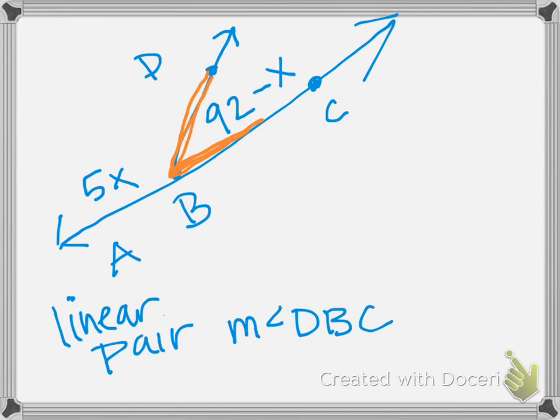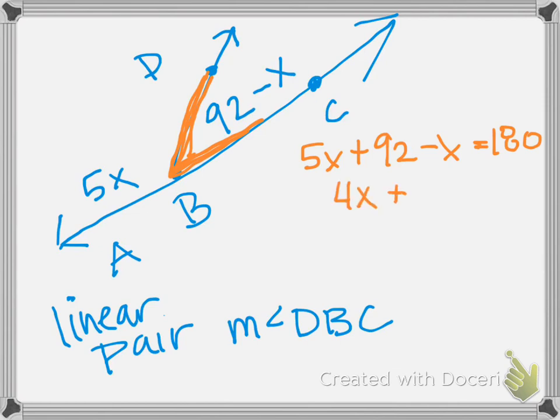All right, so how I would solve that is I'd add the angles together, 5x plus 92 minus x equals 180. So 5x take away 1x is 4x. Here's the algebra. Basically, we're done with the geometry. Then you subtract 92.